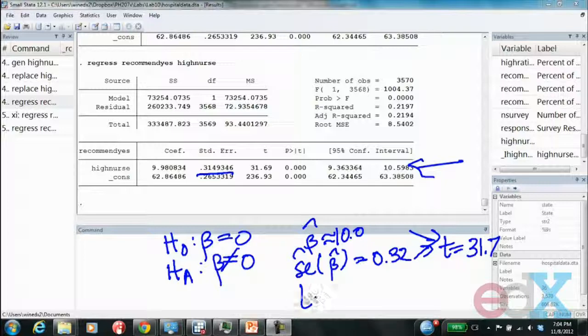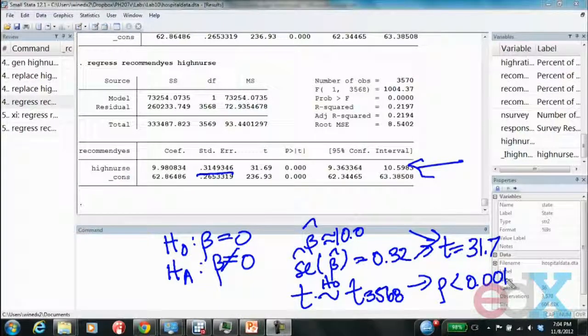Now, under the null hypothesis, this t-statistic follows a t-distribution with 3568 degrees of freedom, and we find a p-value that's less than 0.001. So it's highly significant, and I conclude that yes, there is a difference. We have evidence that there is a difference between these two groups. And the average percent of patients who always recommend a hospital is greater when at least 75% of the patients in the hospital report that nurses always communicate well.